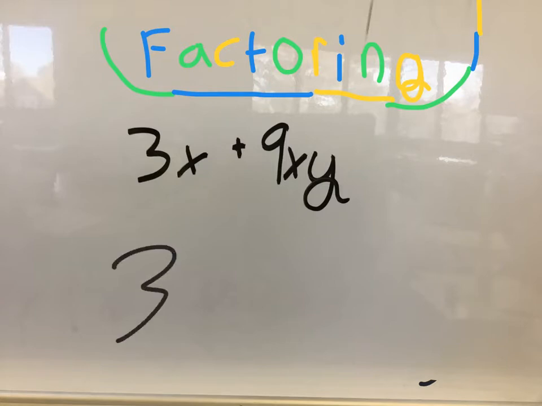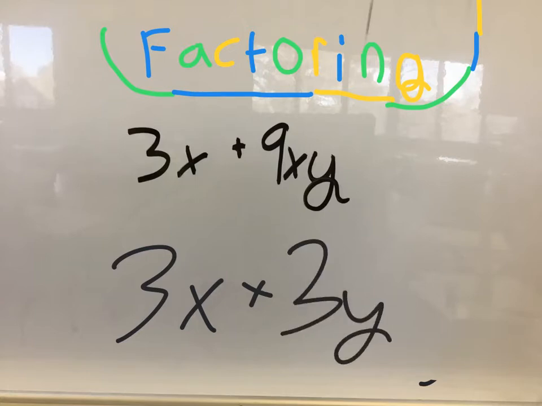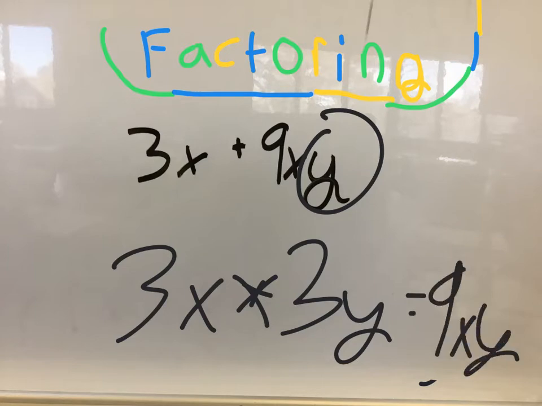You do 3x plus 3y because that's what we got when we divided and added the factor that isn't shared. Or this is multiplied and we will get 9xy.